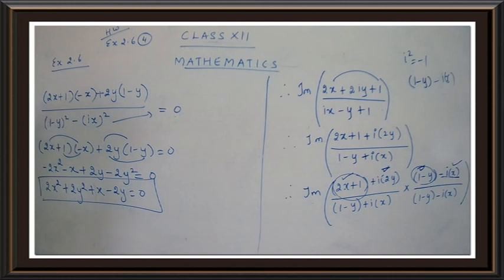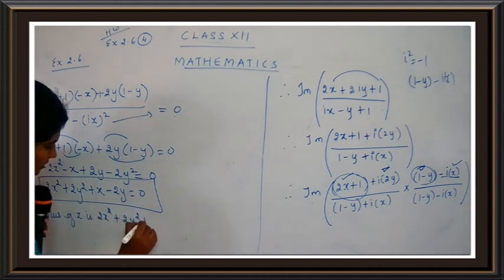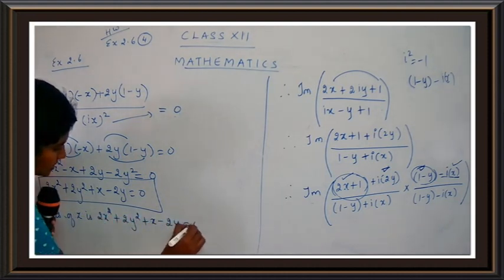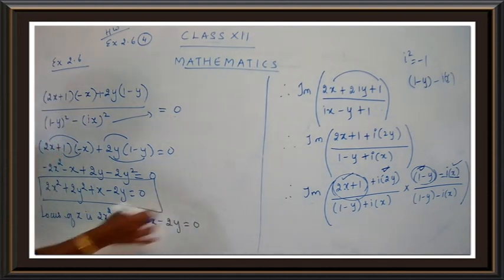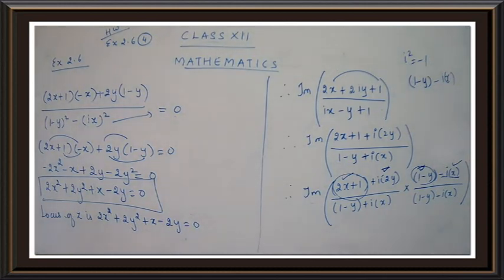So we have completed sum number 2. So we just write the final answer. Therefore, the locus of z is 2x square plus 2y square plus x minus 2y is equal to 0. So we just got the final answer. We have completed our sum number 2. I hope you were clear with sum number 2.